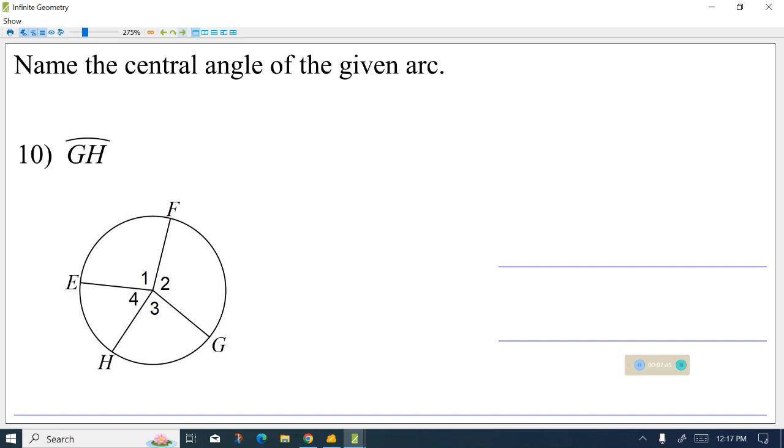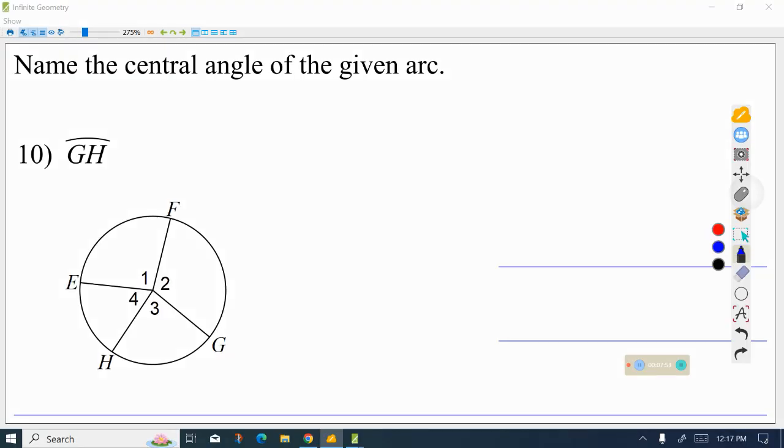When you get to number 10, you have GH. In this case, what we have to do is darken the endpoints, and if I follow those back to the central angle, then I can see it's got to be angle 3.